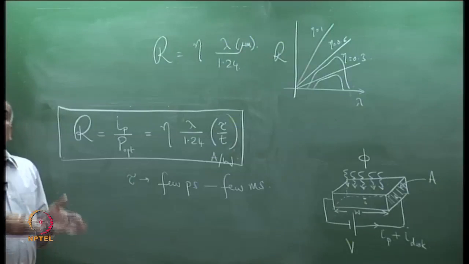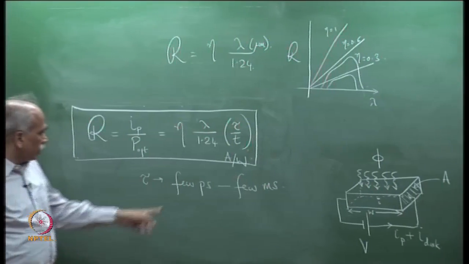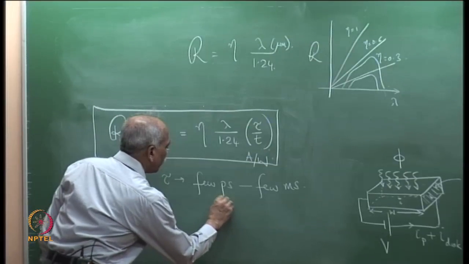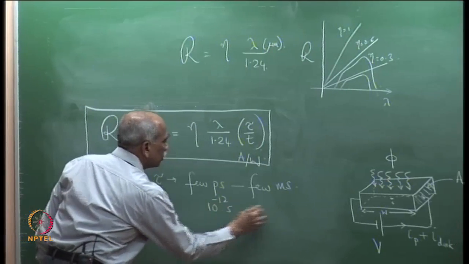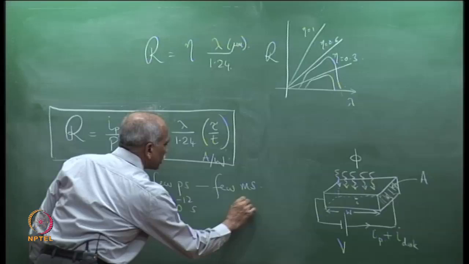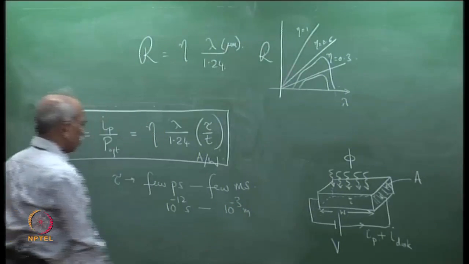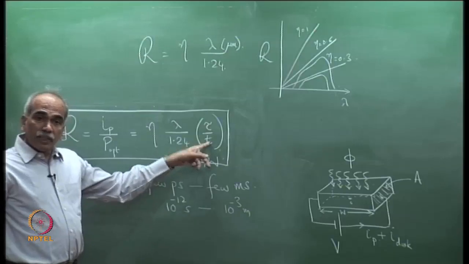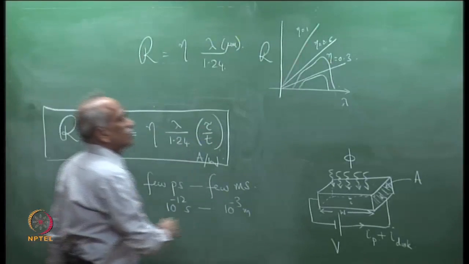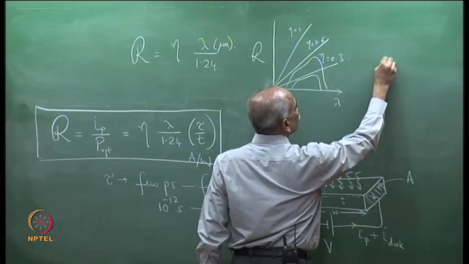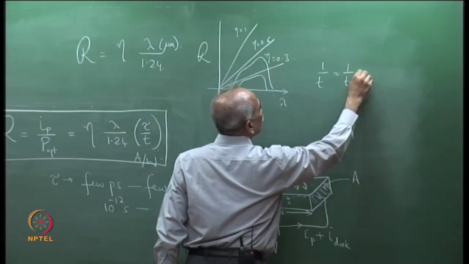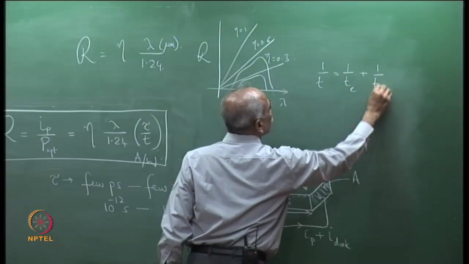Depending on the material and the structure, design, it could be a few picoseconds to a few milliseconds, which means of the order of 10 power minus 12 seconds to 10 power minus 3 seconds. Tau is the carrier recombination time. For the transit time T, let us look at 1 over T here. 1 over T is equal to 1 over T e plus 1 over T h.